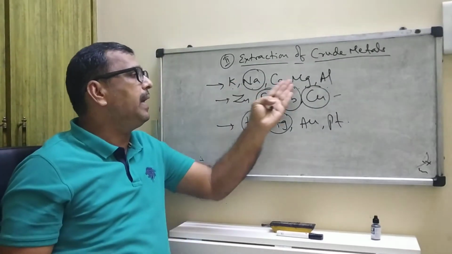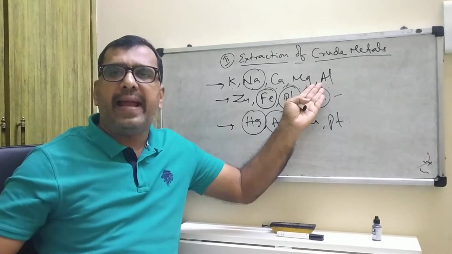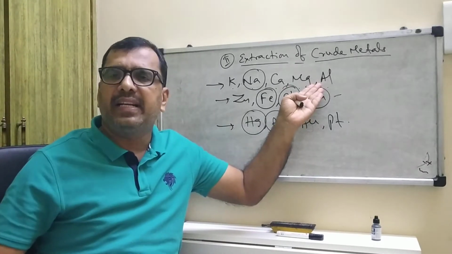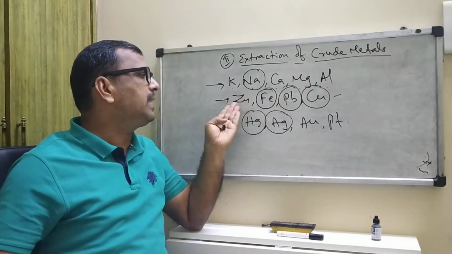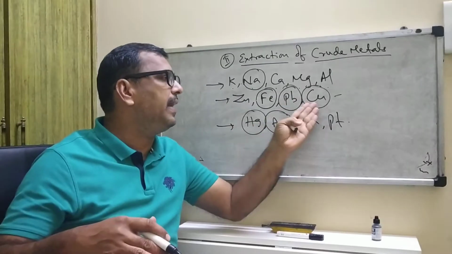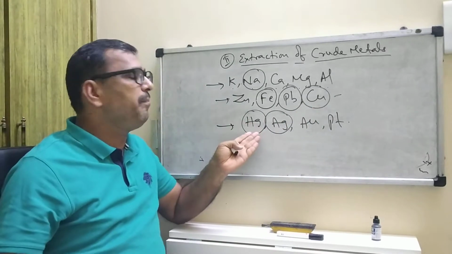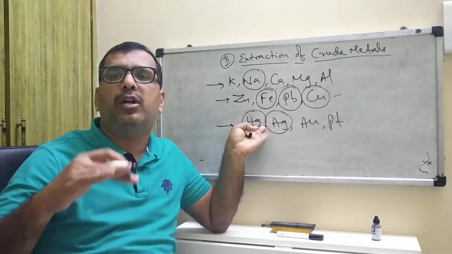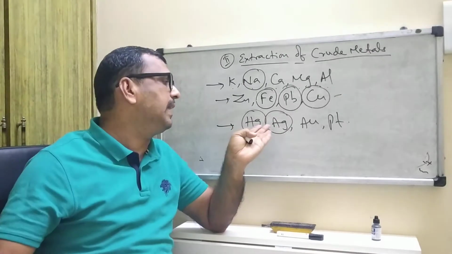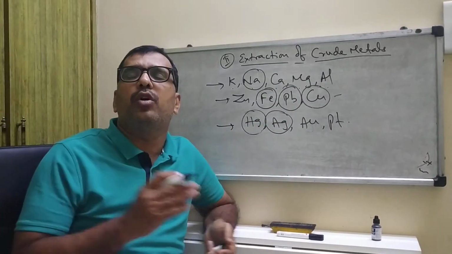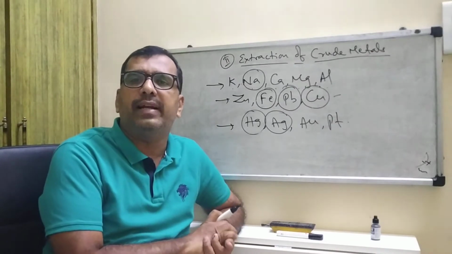So these are highly reactive, meaning the extraction of metals at the top of the activity series. These are the extraction of the metals, that is iron, lead and copper, at the middle of the activity series. And extraction of the metals at the bottom of the activity series, that is Hg and Ag. How are we going to extract? Now we will go through that one by one.